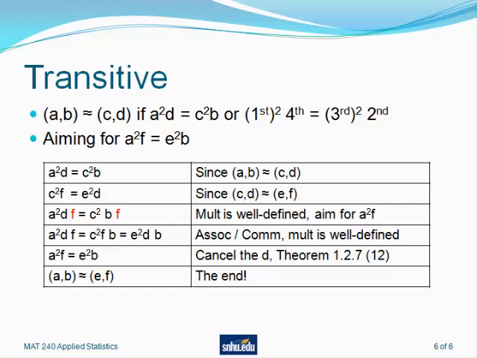That's part 12 of Theorem 1.2.7. After we cancel the D, we get exactly the equation we need for AB to be equivalent to EF. That shows that this relation is transitive. So we showed reflexive, symmetric, and transitive. Therefore, it is an equivalence relation, and we're done.